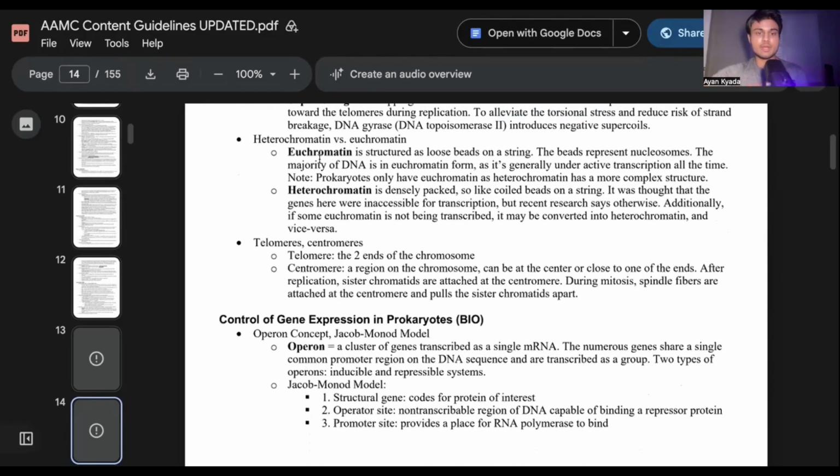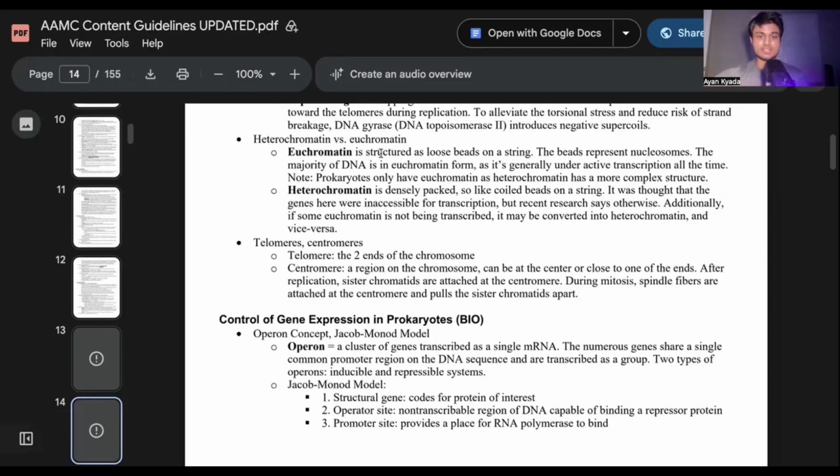Now, when we're talking about euchromatin and heterochromatin, you don't necessarily need to memorize this entire paragraph. You just need to understand the difference between euchromatin and heterochromatin. Euchromatin is generally considered to be transcriptionally active. It's classified as loose beads on a string, so it's less dense and associated with active transcription. That's because many times it's not tightly wound up in a nucleosome complex, so it's not very strongly interacting with the histones, so it's more available for transcription machinery to act upon it.